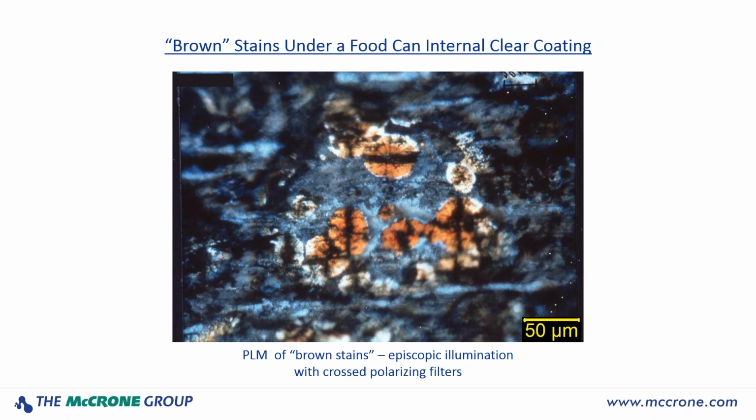Here's an example of some brown stains that were noticed underneath the clear coating on the inside of a food can. The clear coating was fortunate because we were able to look through the coating down to the base steel, tin-plated steel, and to see these brown regions that were causing the stain. Notice that they're circular, they have black lines going through them, and when I initially saw this, I thought for sure that these were starch grains.